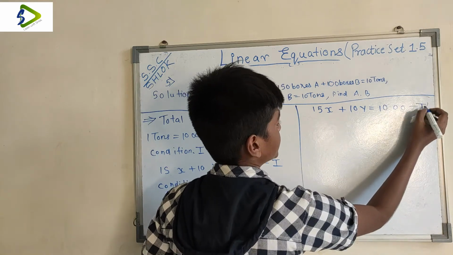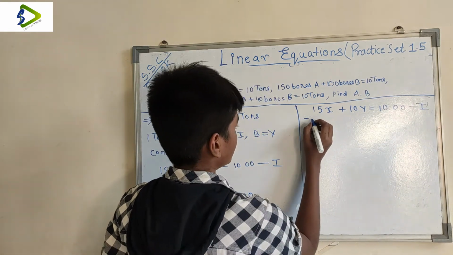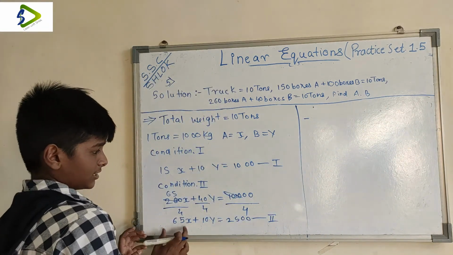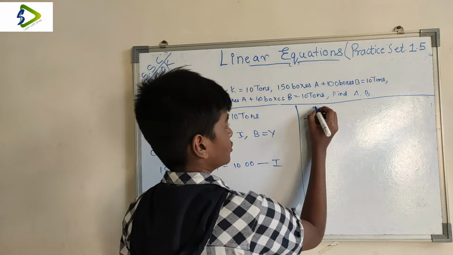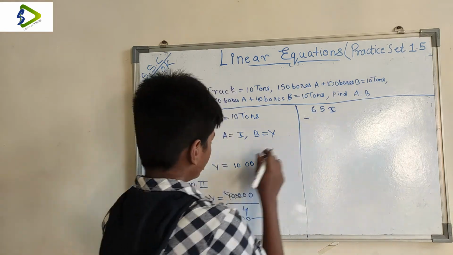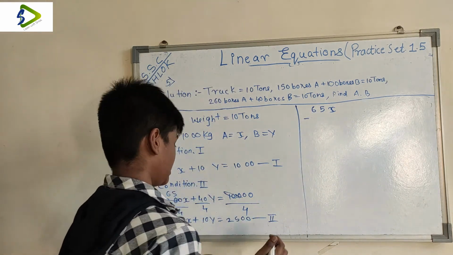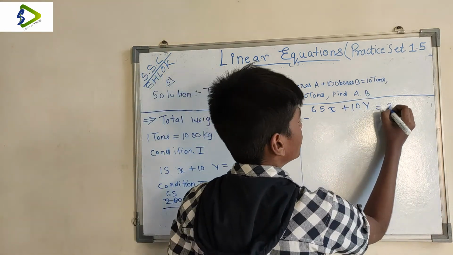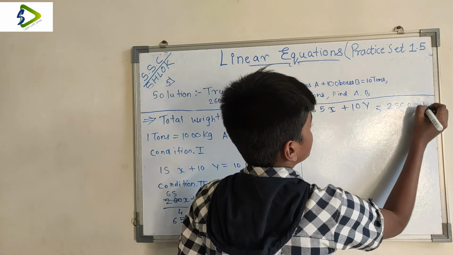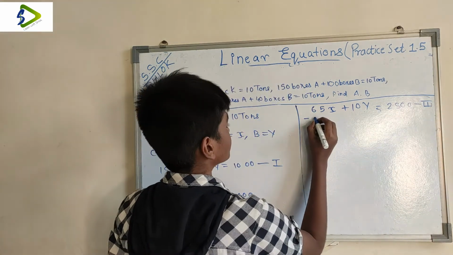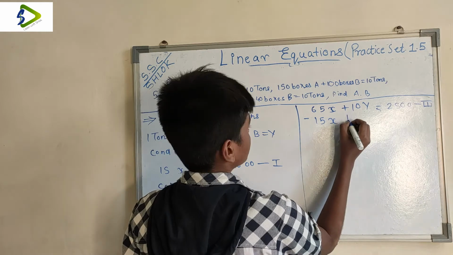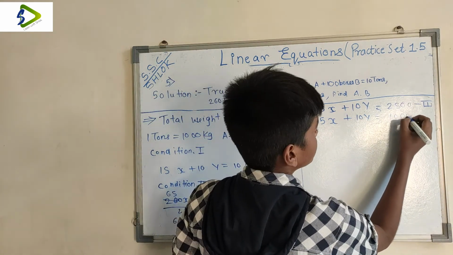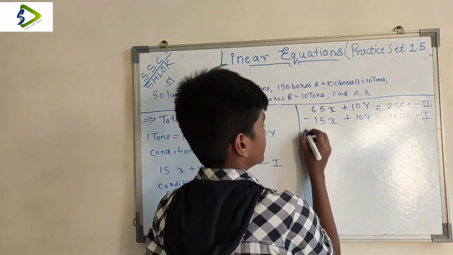1000, which is the first equation, minus, I am writing the bigger equation, this equation which has larger values than this one, so I am writing it first. So it becomes 65x plus 10y is equal to 2500, which is the second equation, minus 15x plus 10y, which is equal to 1000. That is the first equation.